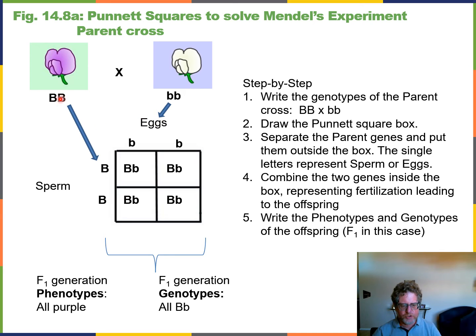Okay, so the 2 big B's separate, the 2 little b's separate, and then in the middle, these represent the offspring. So big B across, little b down, in every box of the square. So all the offspring are going to be purple colored. So the phenotypes are all purple, and all the offspring are big B, little b. So the genotypes are all big B, little b.